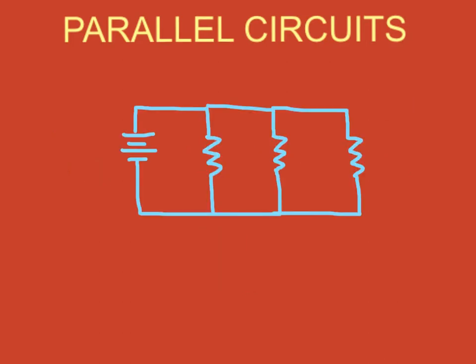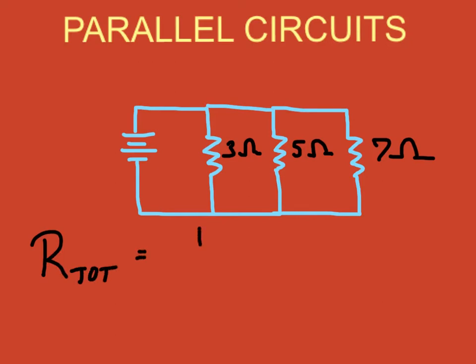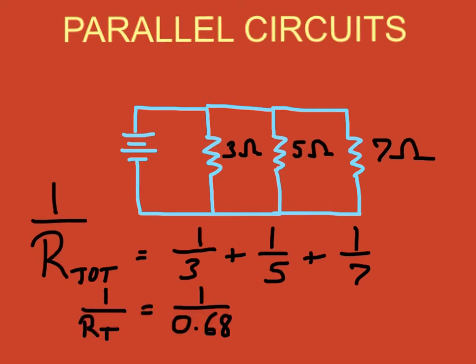For example, if we have a parallel circuit with 3 resistors that are perhaps 3 ohms, 5 ohms, and 7 ohms, to calculate the total resistance, we would take 1 over 3 plus 1 over 5 plus 1 over 7, and then take the reciprocal of that answer to get total resistance. So in this example, the reciprocal of 0.68 would be our total resistance, which would be 1.5 ohms.